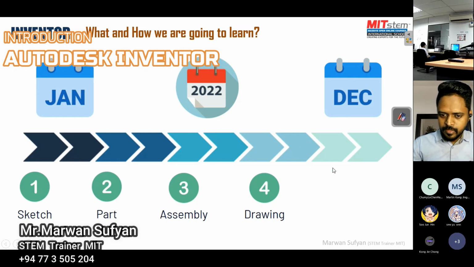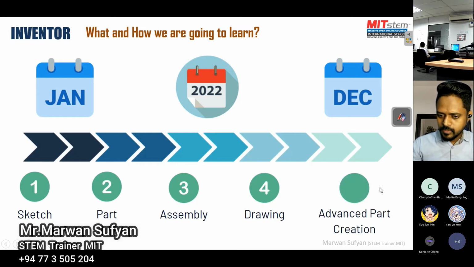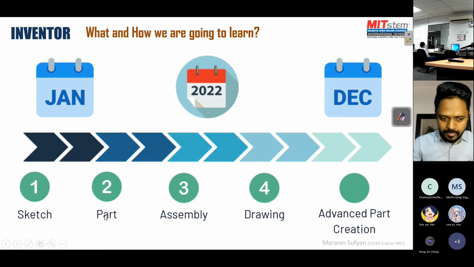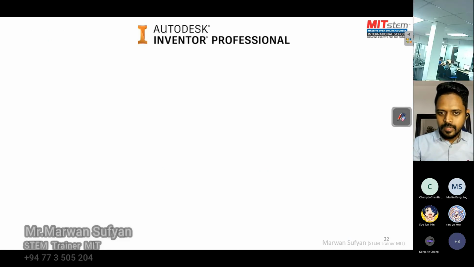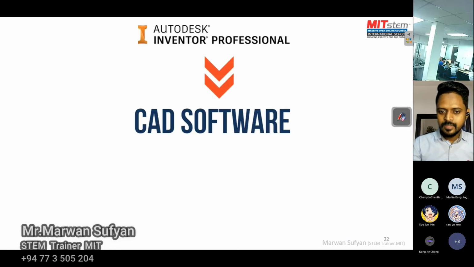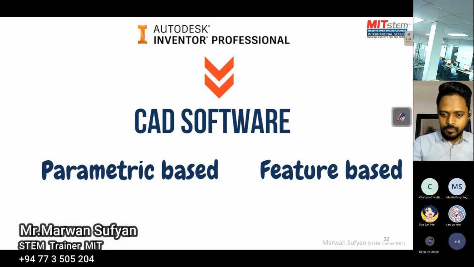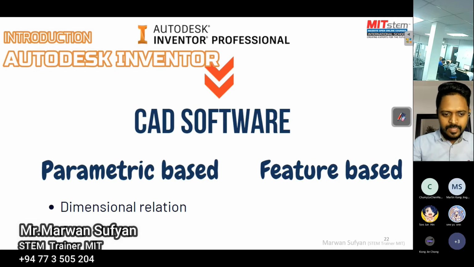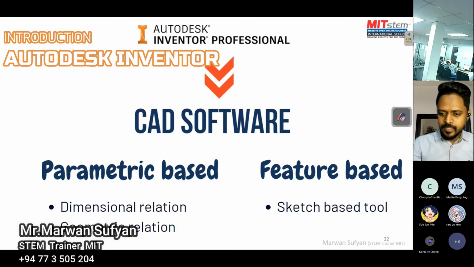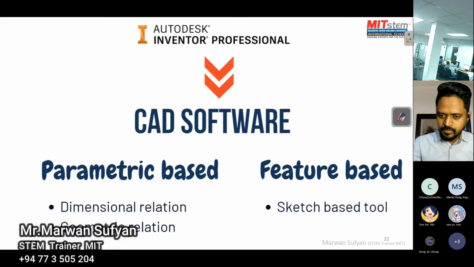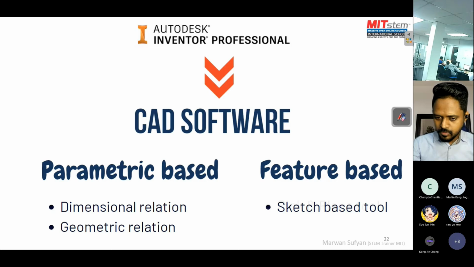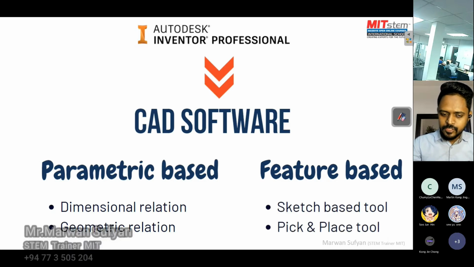In the last two to three months, I'll teach you some advanced concepts, especially on part creation. Once you come to this Inventor Professional, this is a CAD software. This is parametric based, and we also call it feature based. We can have some dimensional relations, and also some geometric relations. Feature based means all the features are saved. For the features, we have sketch based tools or pick and place tools.